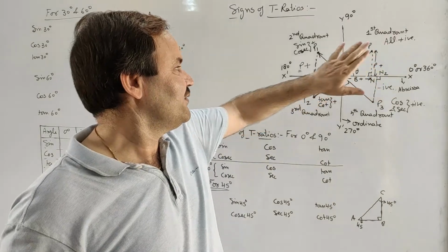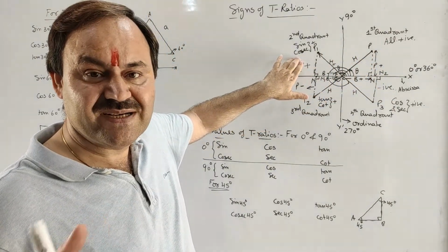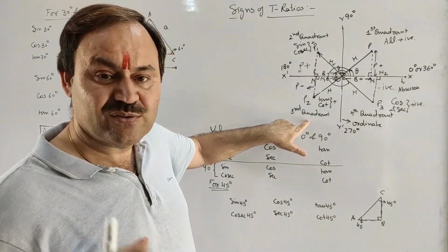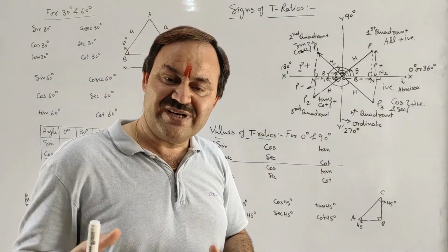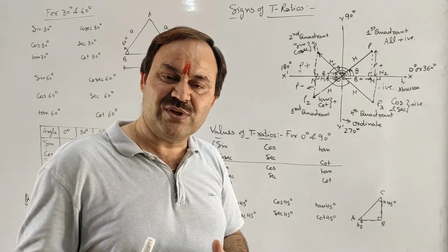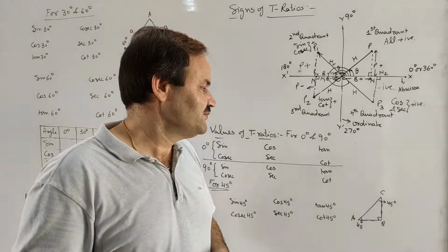In the first quadrant all positive, in the second quadrant sine and its reciprocal positive, in the third tan and its reciprocal positive, and in the fourth quadrant cos and its reciprocal, that is sec, will be positive.